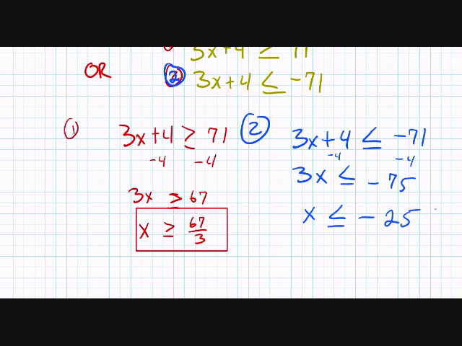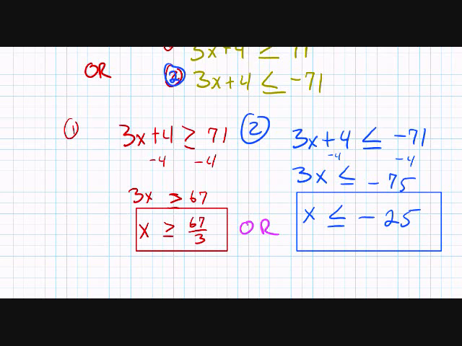So, here are my solutions. x can be greater than or equal to 67 thirds, or it can be less than or equal to negative 25. And that just about does it. If you now understand these principles, you can try to solve any, and I do mean any, absolute value inequality you come across.